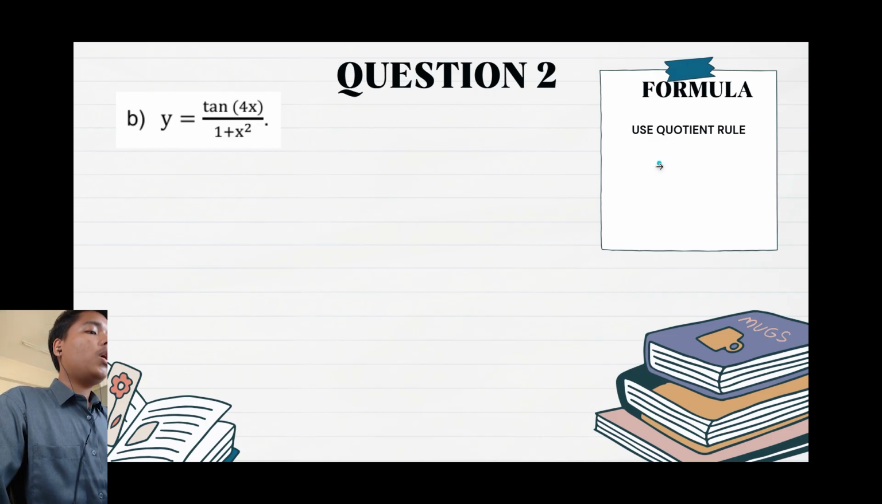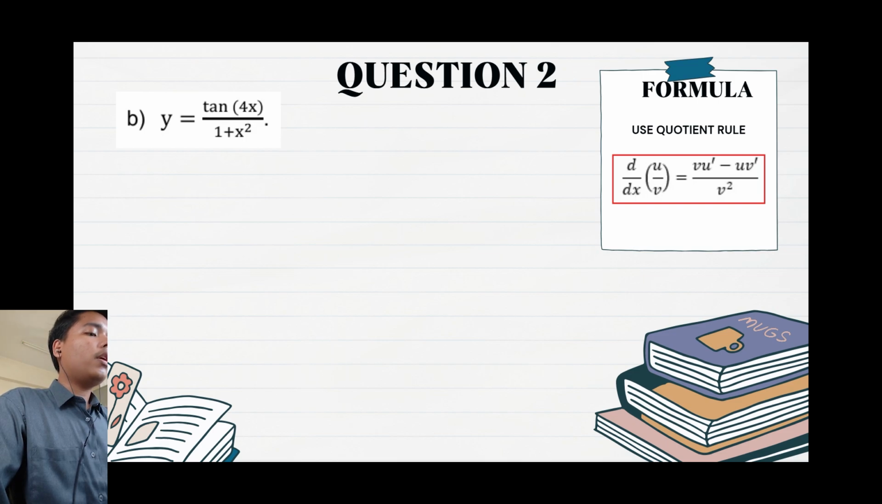Next, for question 2b, we are given the function y equals tan of 4x divided by 1 plus x squared. Since this is a division of two functions, we use the quotient rule. The quotient rule is (v u prime minus u v prime) over v squared. Now we're going to identify which is u and which is v. Let u equal tan 4x and v equal 1 plus x squared.